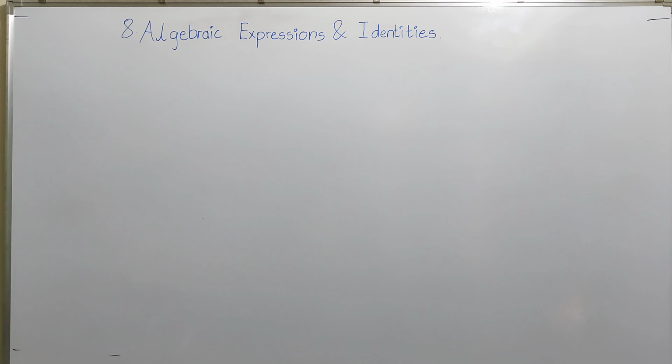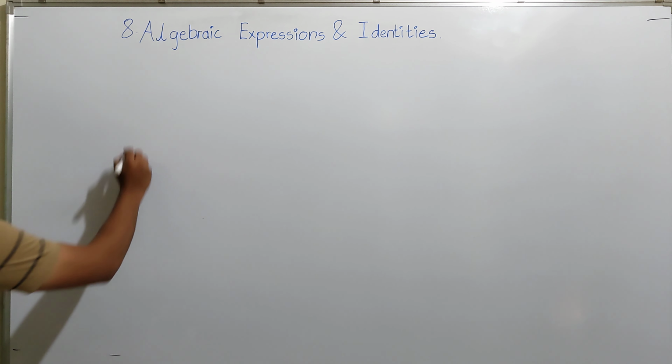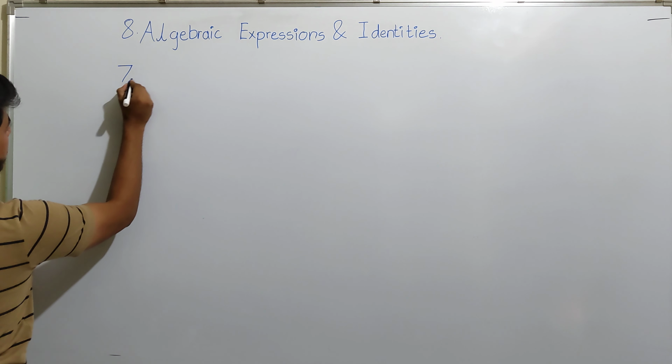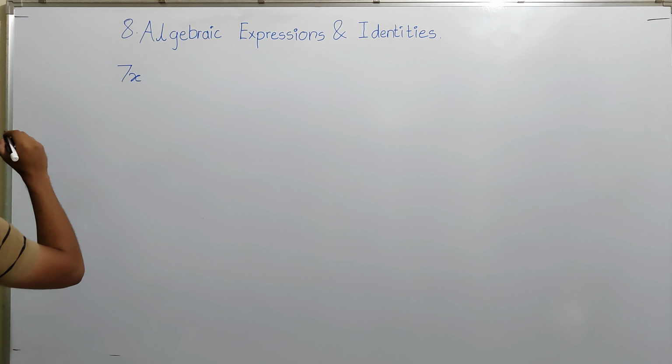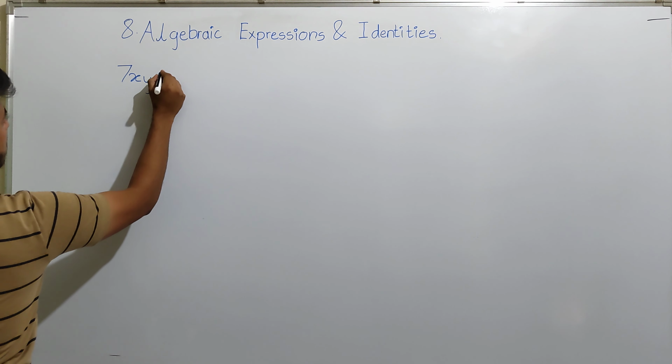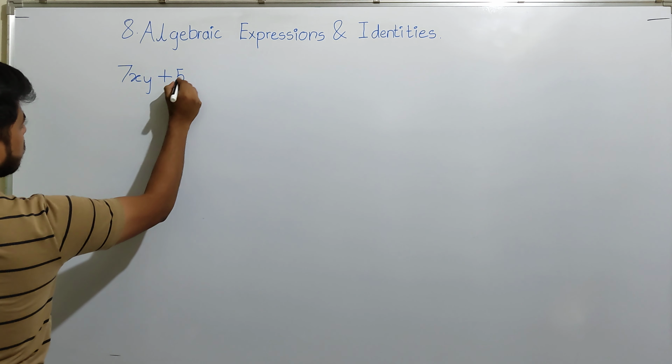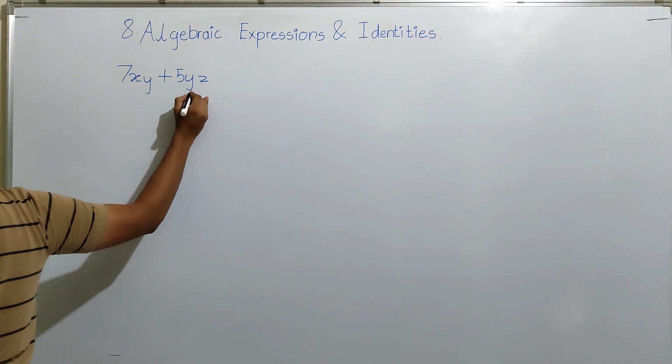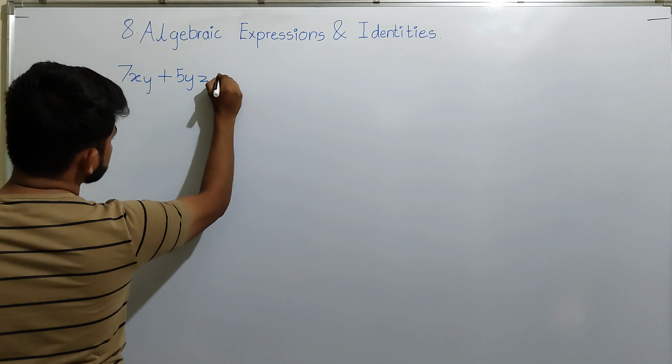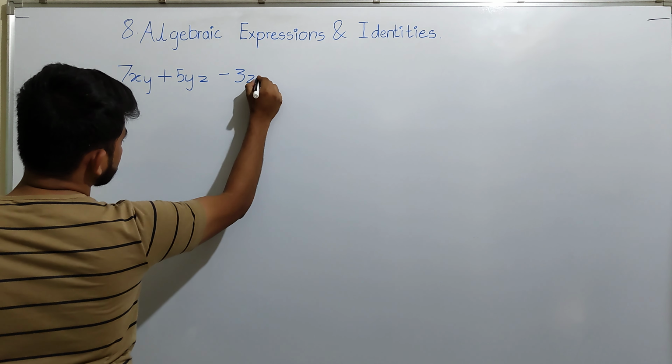Now the very first example on the first page of your algebraic expressions and identities chapter, on page number 92. We'll go through example 1. They have said to add 7xy plus 5yz minus 3zx.